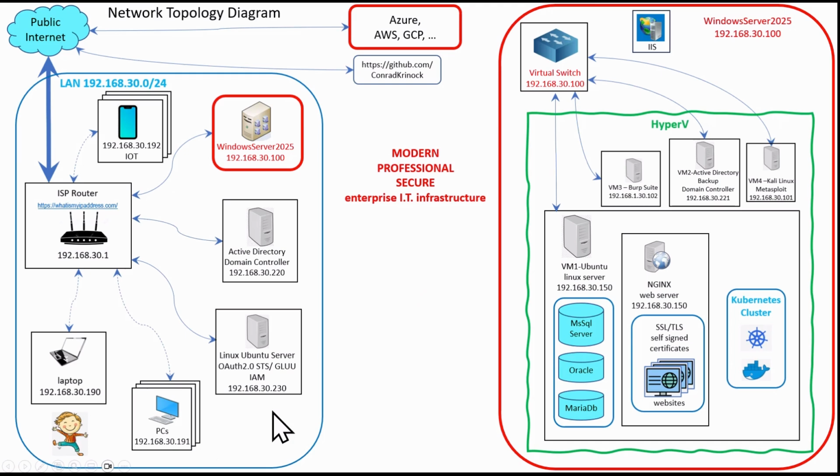This Linux server down here is a Gluu OAuth 2.0 STS. That's a secure token service that does identity access management. Again, this is also an option for authentication. Active Directory and OAuth 2.0 both serve authentication. Michael Schwartz has a solution called Gluu. Mike's a great guy, and we're going to show you how to do this.